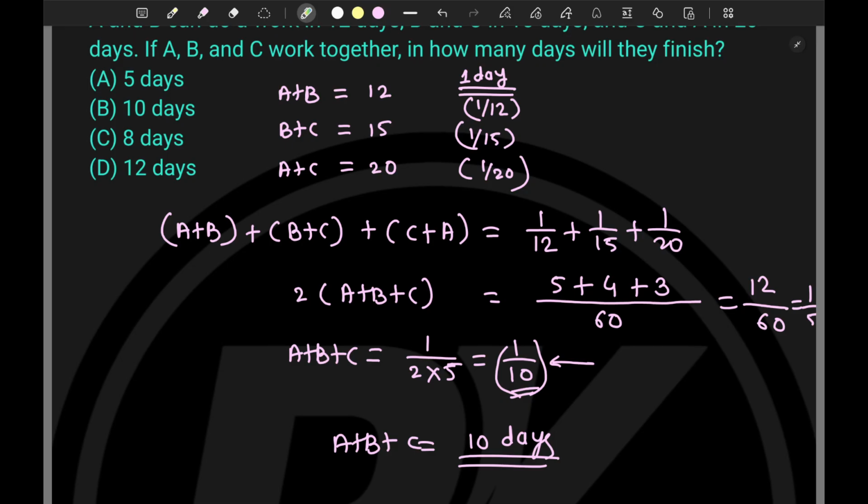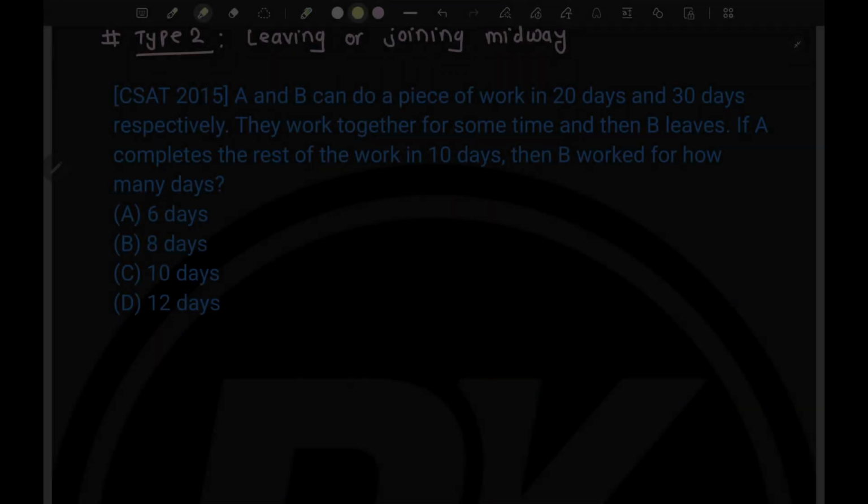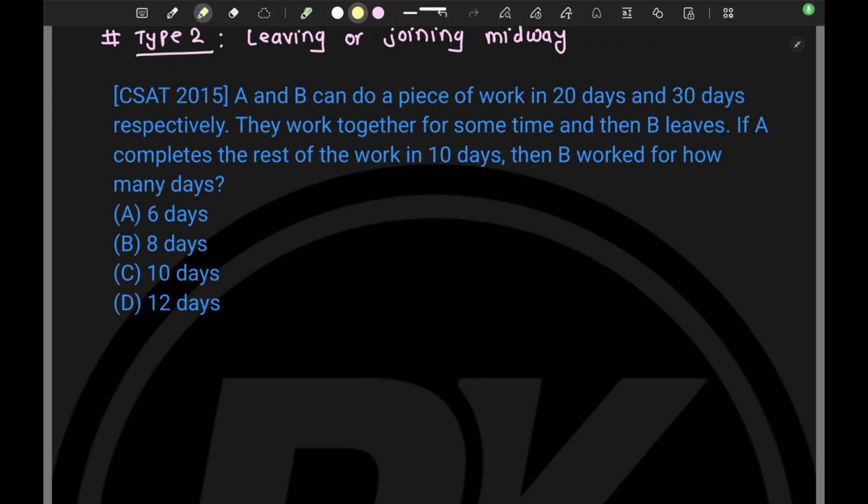Now let's move to another example. In previous examples we have seen collaboration, and also we have seen this type of problem, like leaving or joining midway, because that is UPSC's favorite, right? One example we have seen. So this is a similar example, exactly similar, and this was asked in CSAT 2015. So let's try to solve this example using the LCM method.